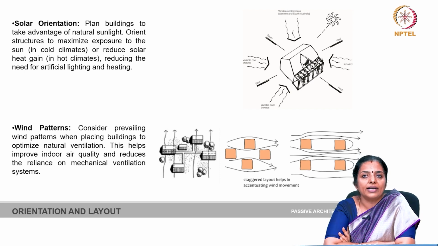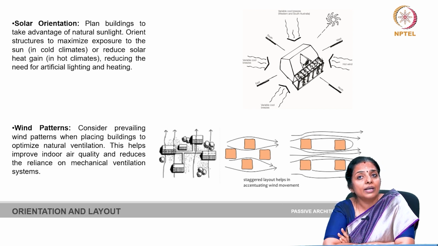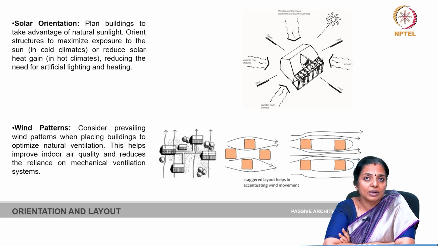Now, solar radiation: we have to plan buildings to take advantage of the natural sunlight. The key points we have to understand are that we need to maximize exposure to the sun in cold climates and reduce solar heat gain in hot climates. Energy efficient use of sunlight reduces reliance on artificial lighting and heating, while proper solar orientation enhances occupant comfort.